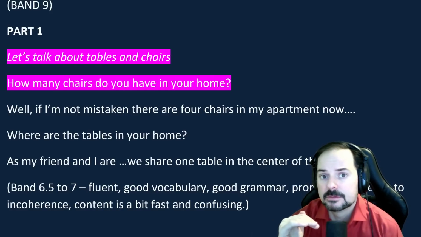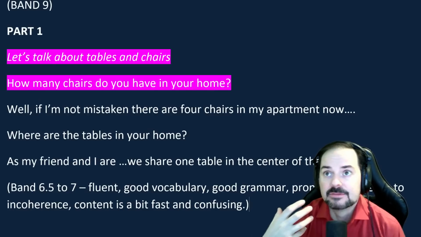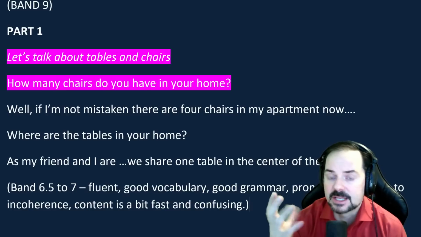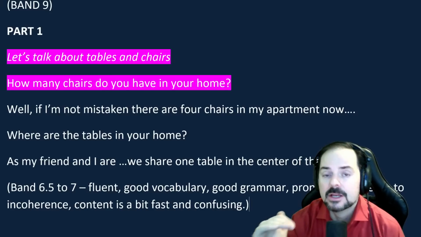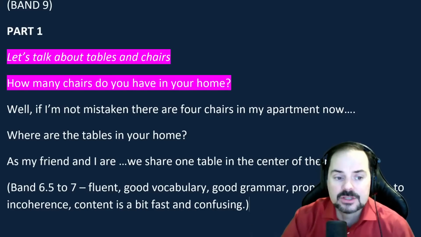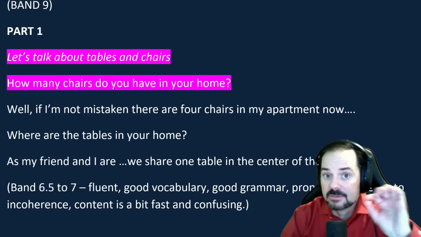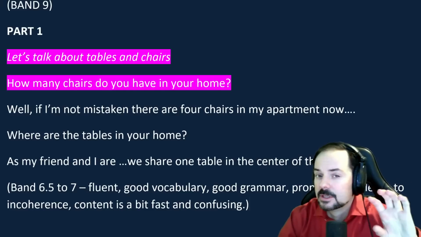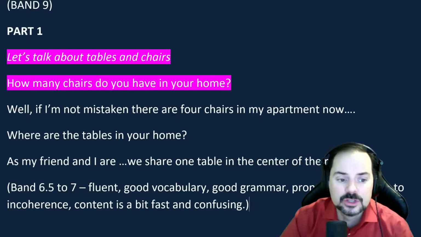You speak quite smoothly and quite quickly, even for native speaking speed. So you can decrease your speed a bit by like 10-15% easily, and you will still sound absolutely okay. All right. And then enunciate. So I said, how many chairs do you have in your home? And you said, well, if I'm not mistaken, there are 4 chairs in my apartment now. And then you gave me some specific details. You said there are 2 in the living room, 2 in the dining room, something like that. And that was really good. Okay, so good specific details.